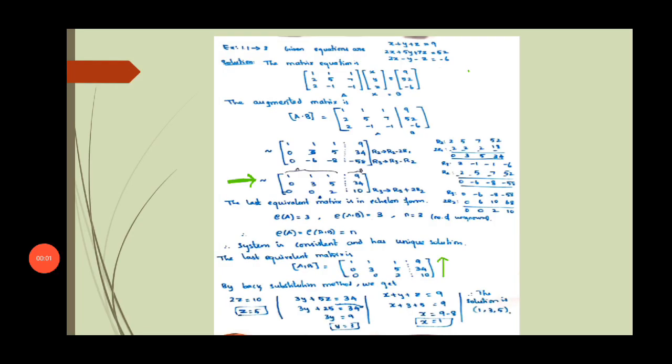Exercise 1.1, sum number 3 we are going to see. You can read this question in your textbook. The given equations are x plus y plus z equal to 9, and 2x plus 5y plus 7z equal to 52, and 2x minus y minus z equal to minus 6. Actually it is equal to minus 6, and that number is given as 0 in your textbook. Please change that. So this is minus 6.